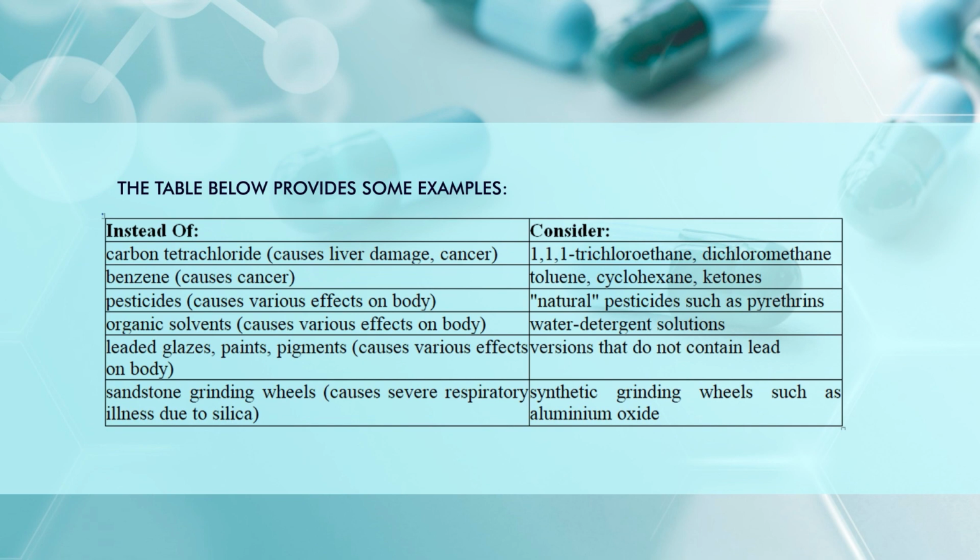And also another compound like benzene, which we have discussed right now, can cause cancer. So instead of that, toluene or cyclohexane or ketones can be used. And pesticides, which can cause various effects on the body, we can replace with organic or natural pesticides like pyrethrins, and also organic solvents and some leaded glazes and paints. So all these can be substituted by less hazardous substances.